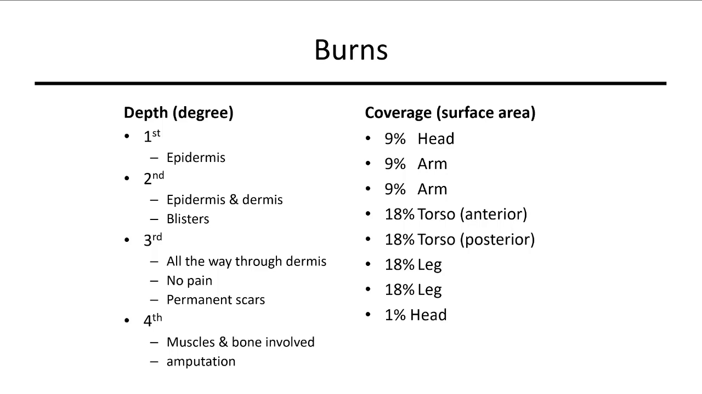Now the coverage, it's known as the rule of 9s. And so I want you to look here and see that 9% is the head, 9% is an arm, 9% is your other arm. We have 18%, which is basically 2 arms, is say the front of your torso. 18% is the back of your torso. A whole leg is 18%, so we have 1 for each leg, and then all those should add up to 99, and then you have 1% that makes up the groin.